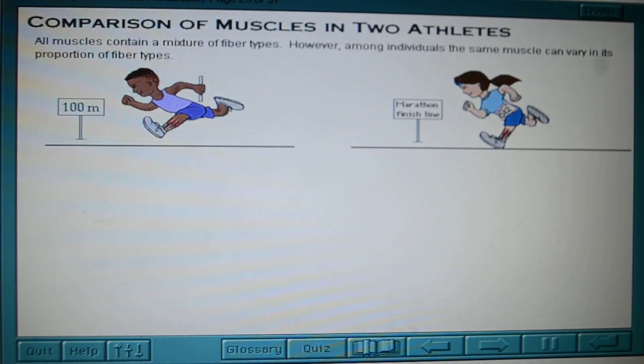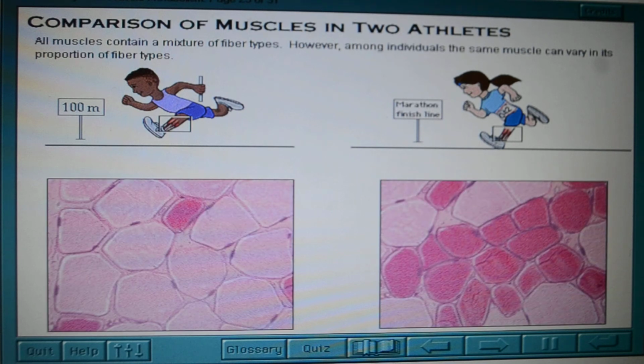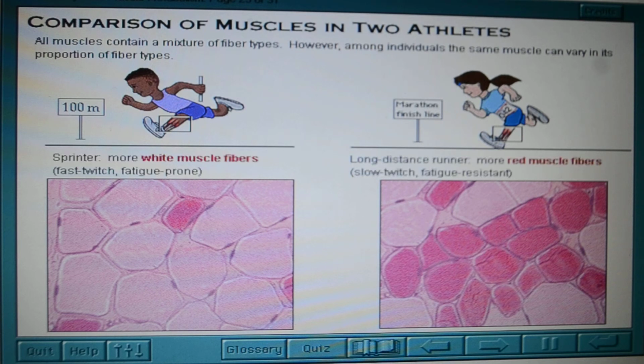All muscles contain a mixture of fiber types. However, among individuals, the same muscle can vary in its proportion of fiber types. Among athletes, there can be a dramatic difference in the proportion of white and red fibers in the same muscle. Here, we see that the sprinter has more white, fast-twitch, fatigue-prone fibers in his leg muscle as compared to the predominantly red, slow-twitch, fatigue-resistant fibers of the long-distance runner.